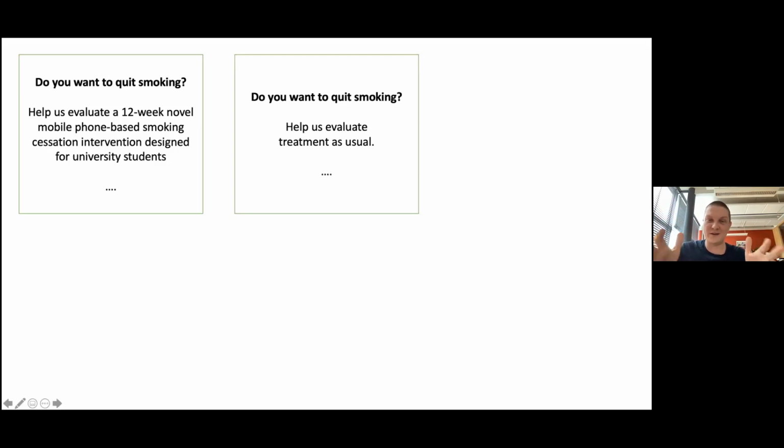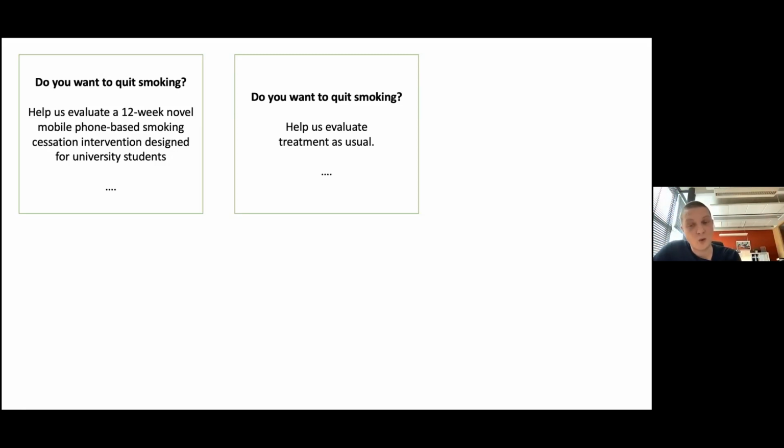Why don't we ever advertise this? Do you want to quit smoking? Help us evaluate treatment as usual. Because that's the control condition most of the time, the treatment as usual. So why don't we advertise that side? And what kind of bias does it imply that we advertise the intervention side, but not the control side? Because my conditional altruism is going to be very different if I see the first one versus the second one. My expectations of what this trial is about and what's in it for me is going to be very different.